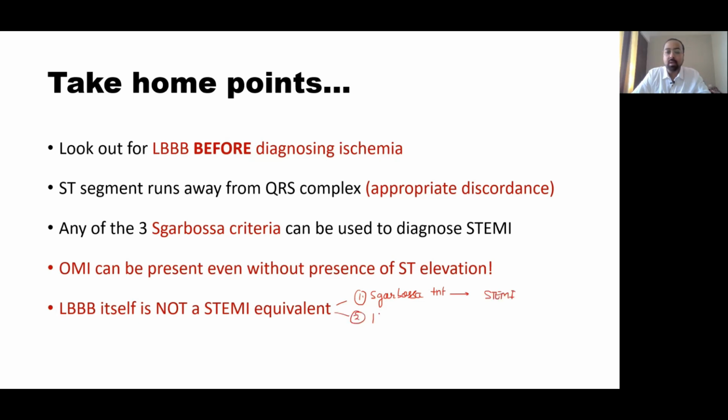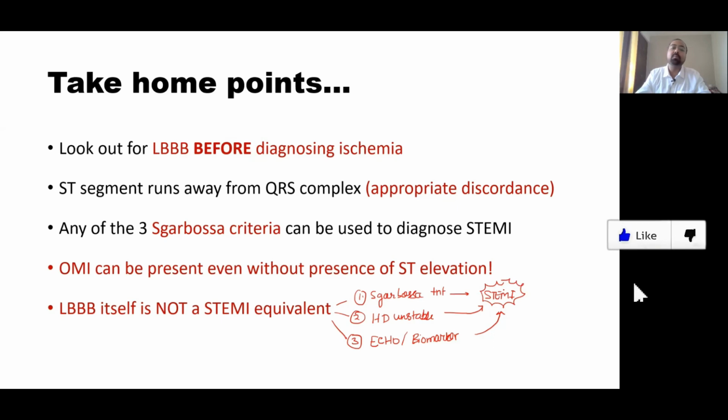If the patient is hemodynamically unstable and you find that LBBB is possibly new, then you should diagnose the patient with STEMI and shift the patient to the cardiac catheterization lab. And the third thing is, if the patient has got additional features like echocardiographic evidence or a cardiac biomarker evidence of cardiac injury in presence of a new left bundle branch block, you can diagnose STEMI. So if any of them is present, you can proceed with the possibility of a STEMI in such a patient. But LBBB itself is not a STEMI equivalent in the current guidelines.